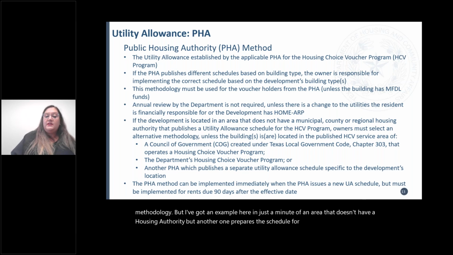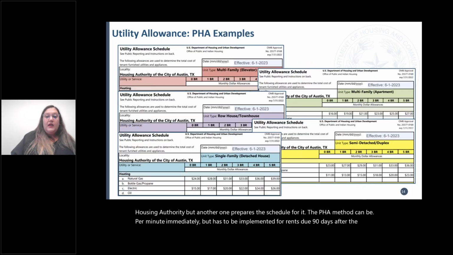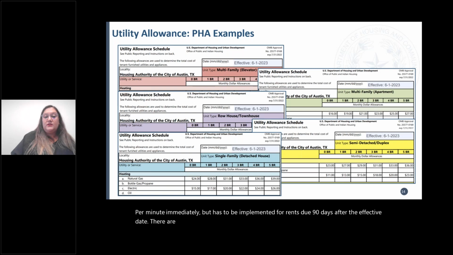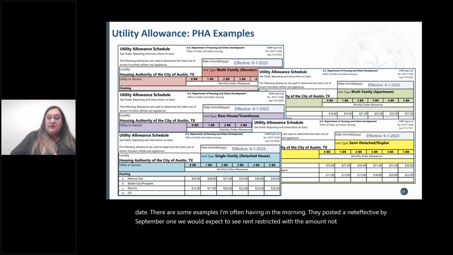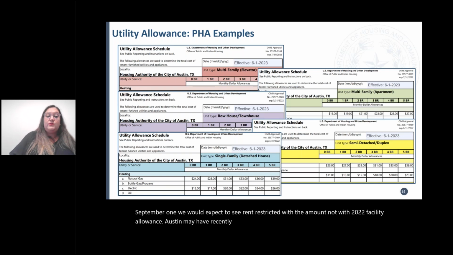The PHA method can be implemented immediately, but has to be implemented for rents due 90 days after the effective date. Here are some examples from the Austin Housing Authority. For June 1, they made effective these new UAs. So that means by September 1, we would expect to see rents restricted with these amounts, not with the 2022 utility allowance. Austin may have recently published the 2024 schedules.